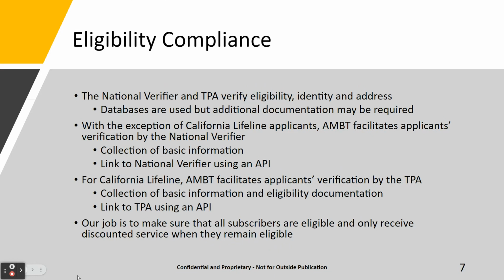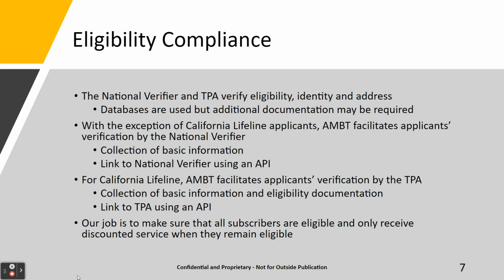If any of these checks return errors, the applicant will be directed to resolve the error, typically by providing additional documentation. After an applicant is found to be eligible for Lifeline and/or the ACP using the National Verifier, the applicant must be enrolled using the National Lifeline Accountability Database, or NLAD. For California Lifeline, enrollment happens without using the NLAD, though the NLAD is later populated to facilitate the service provider reimbursement claims process.